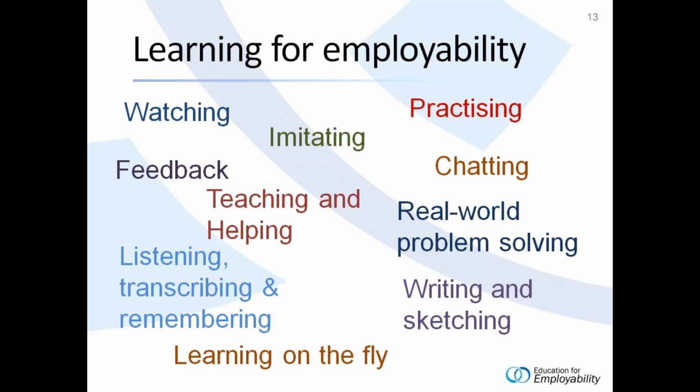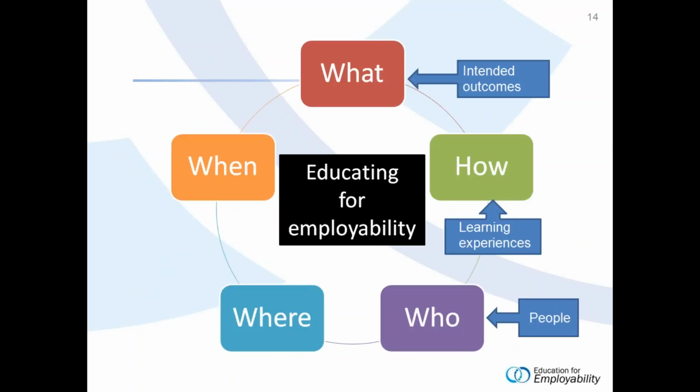Then learning on the fly. Learning on the fly means you must be over the bridge. You must be on the fly. Then we have discussed the what. We have discussed the how. Next is who. Who are the people that are involved over here?